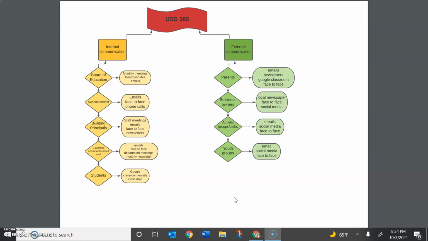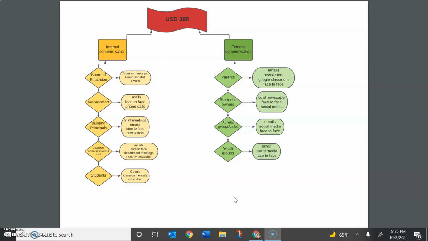Business owners and stakeholders, we do communication through our local newspaper. We publish upcoming events and advertise them in our local newspaper. We do communicate face-to-face. If we are partnering up with some of the businesses in our town to work with our schools, we will meet face-to-face. And we do a lot of communication through social media, Facebook, Twitter, Instagram. These get out fast and are able to hit many businesses in the town fast.